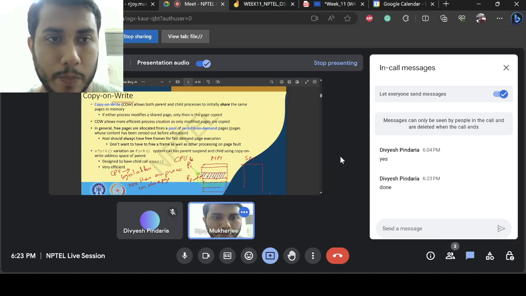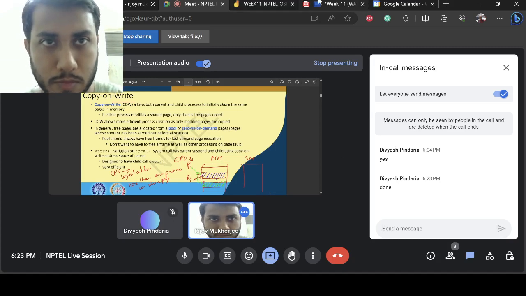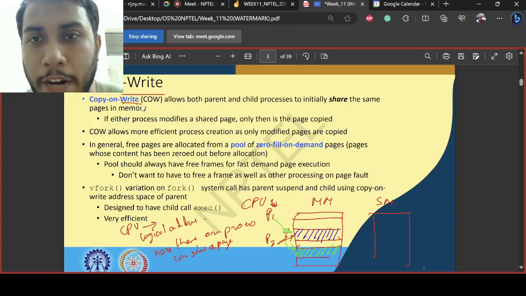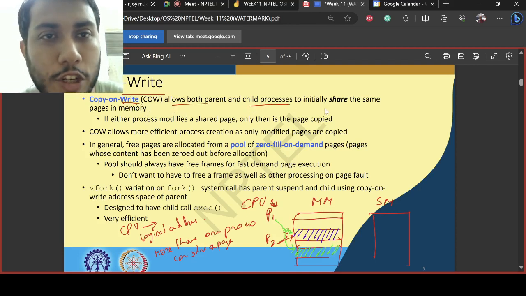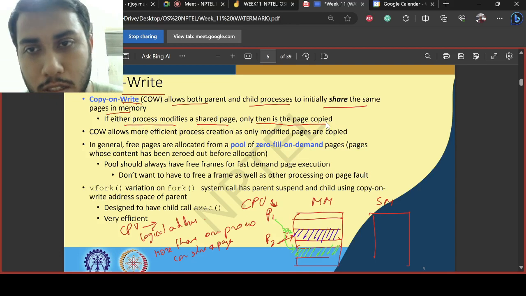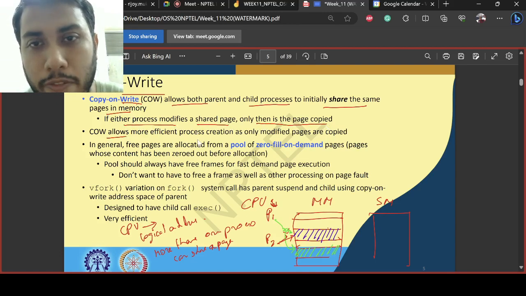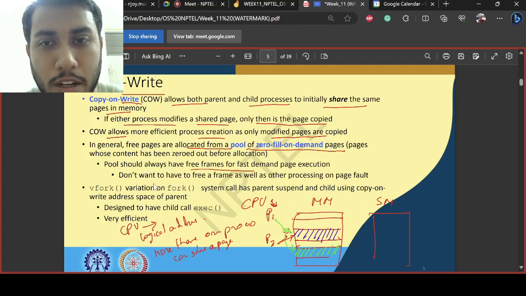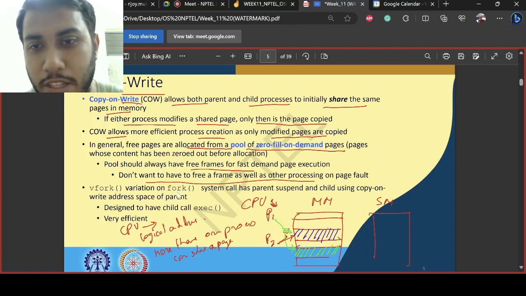Okay. So let's go through this once. Copy on write allows both parent and child process to initially share the same pages in memory. If either process modifies the shared page, only then is the page copied. COW allows more efficient process creation, as only modified pages are copied, right? Free pages are allocated from a pool of zero-fill-on-demand pages. The pool doesn't always have a free frame, those kinds of things occur.